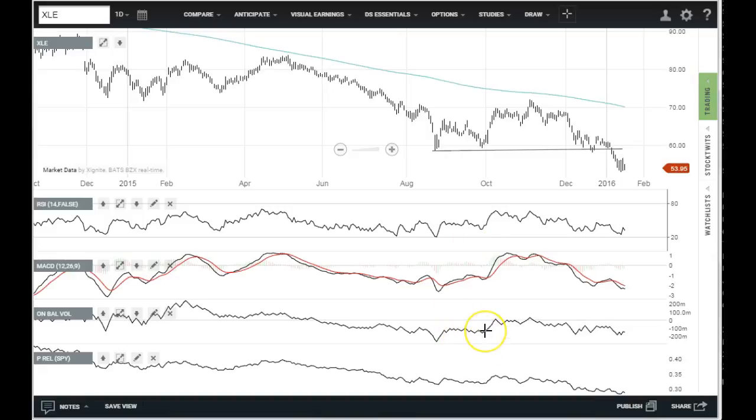On balance volume is still falling, so it's weak, and relative to the S&P 500, no change at all versus the market. You'd like to see maybe this thing flatten out and possibly head a little higher, even though everything's falling, to let us know that the pressures are coming off oil, in terms of people having to get out of this thing. There might be other things to sell, but that's not the case right now.